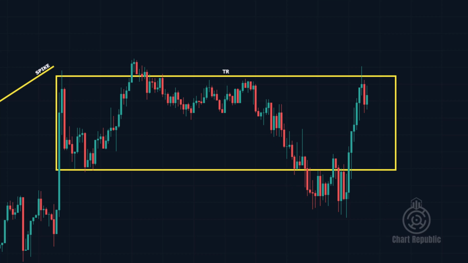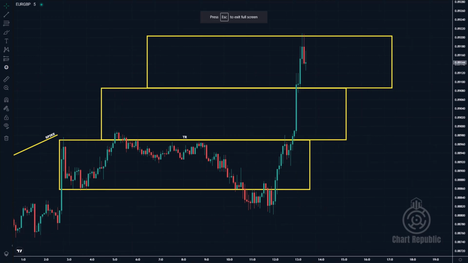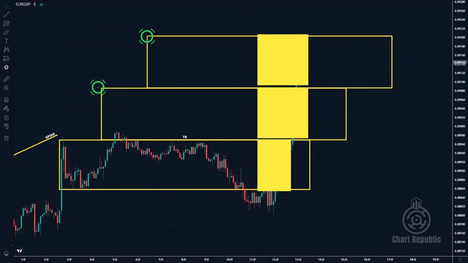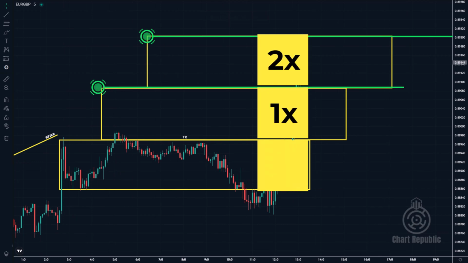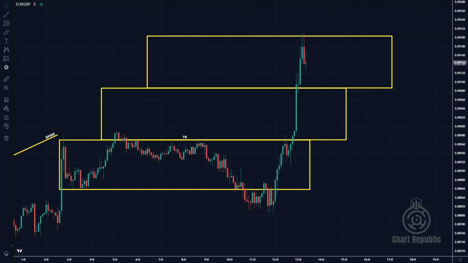In this situation, a valuable tip is to consider higher levels as your ultimate take-profit target when entering a long trade at the bottom of this small trading range. One method to estimate these extended targets is to exit your trades at a distance equivalent to 1 or even 2 times the height of the trading range, extending from the top of the original trading range.